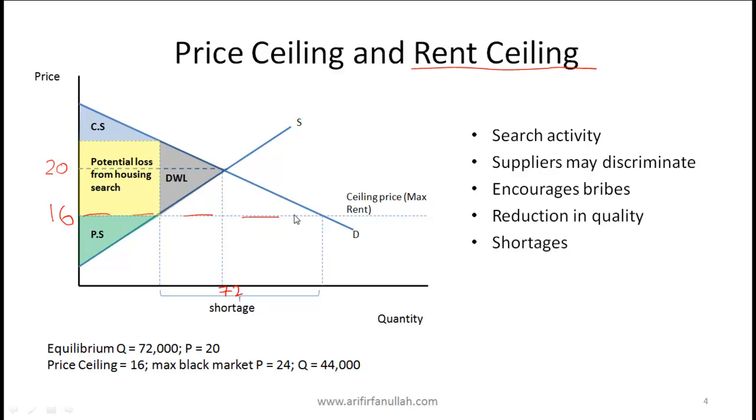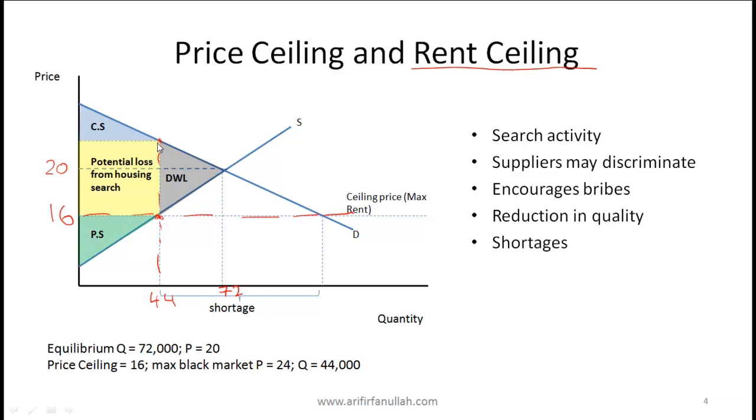So when there is a rent ceiling, look at what will happen. At a price of 16, what is the supply going to be? The supply is going to be lower than 72. At 16, the supply is 44,000 units. Now, if only 44,000 units are supplied, how much are people willing to pay for those rental units? To figure that out, work up to the demand curve, and let's say the intersect over here is 24.